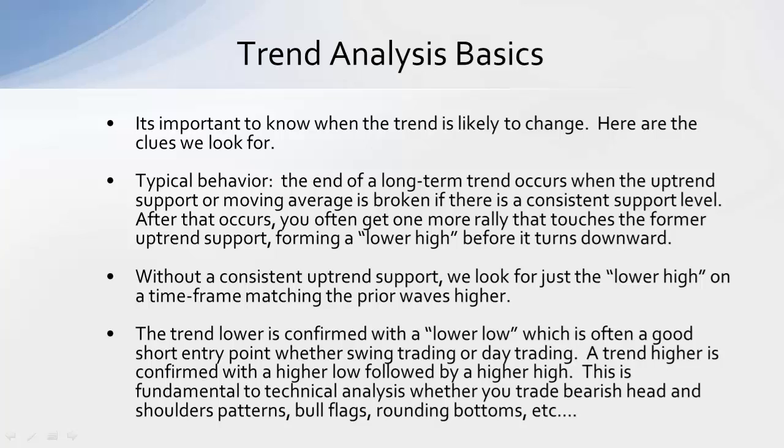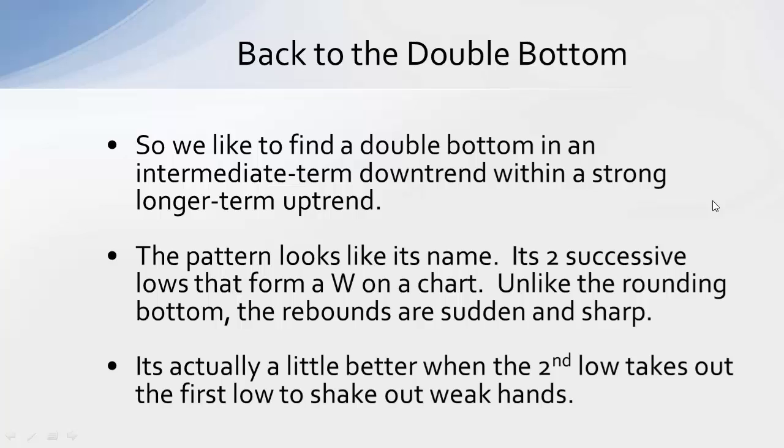Now this is very fundamental to technical analysis. I don't care if you trade bearish head and shoulders patterns, bull flags, rounding bottoms, etc. With the bearish head and shoulders pattern, for instance, on the right side of the base, you've got a lower high followed by a lower low. That's sometimes called a 1, 2, 3 trend change. And that lower high followed by the lower low is key to indicating the price is about to go lower. That rally is fading, and we're about to go into a new downtrend consolidation phase for the stock or the index. Okay, back to the double bottom pattern now.